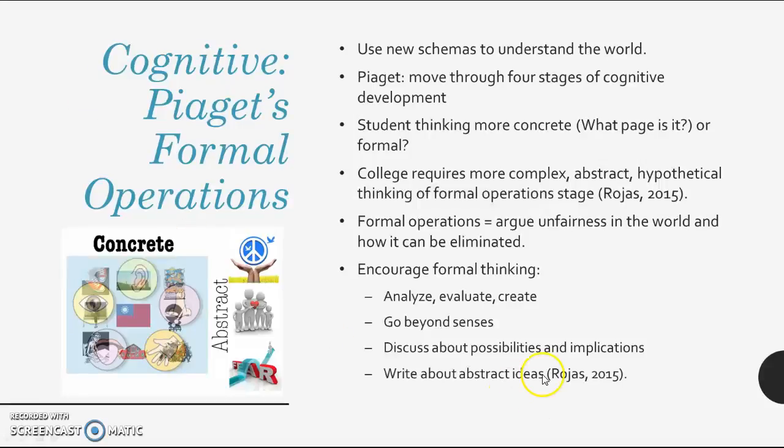So encourage students to talk about or discuss possibilities and implications of concepts and theories and events. And encourage students to write about abstract ideas like rights and how just and fair the world is. So those are some ways that you can encourage students to think in a more complex way.